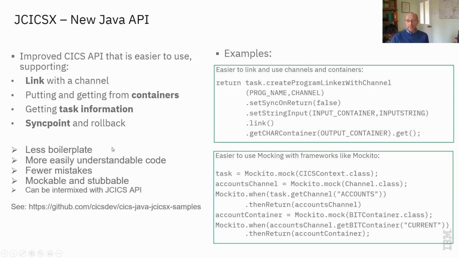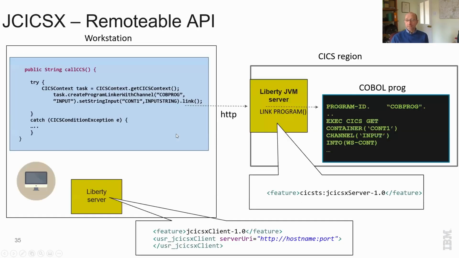So remotable means that we can run this inside a workstation. So this code could be run inside a Liberty on a workstation, or it could be run inside CICS, in a Liberty in CICS. If you run it on the workstation, you configure a connection to a Liberty in CICS, and then the actual commands that are CICS commands will be shipped across that internal transport and executed in CICS.